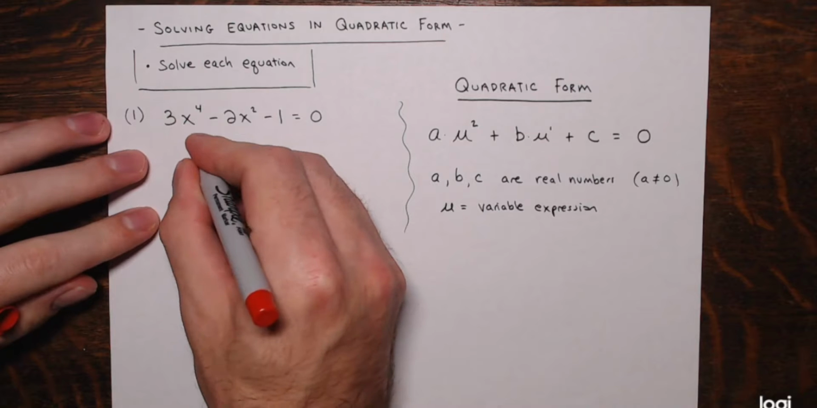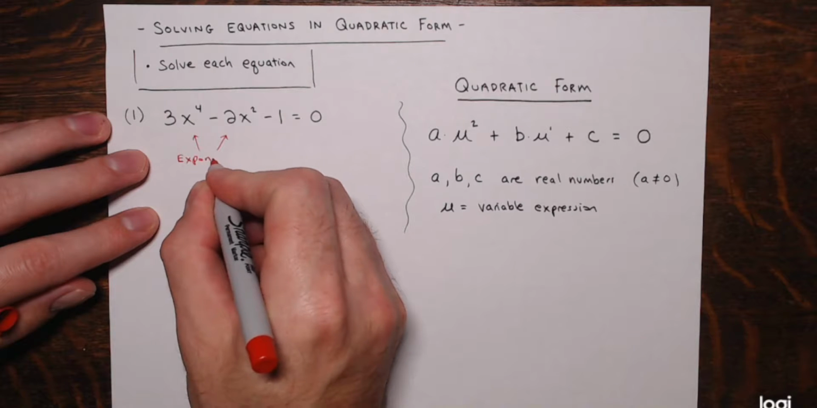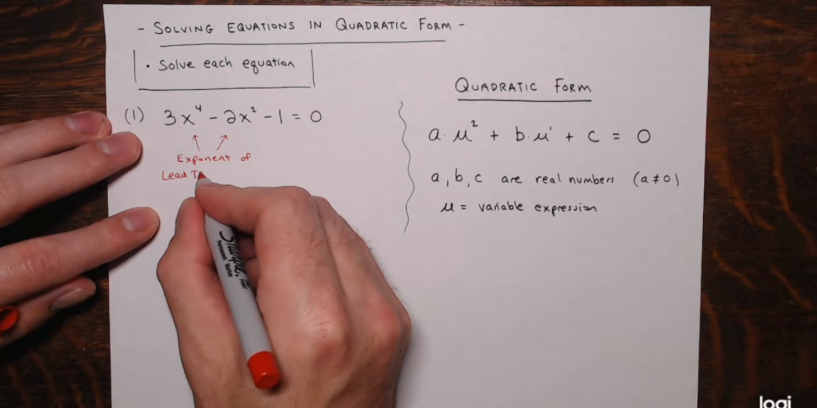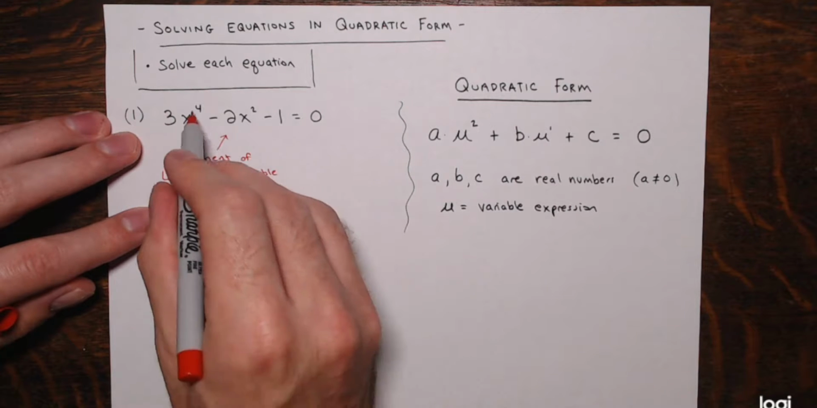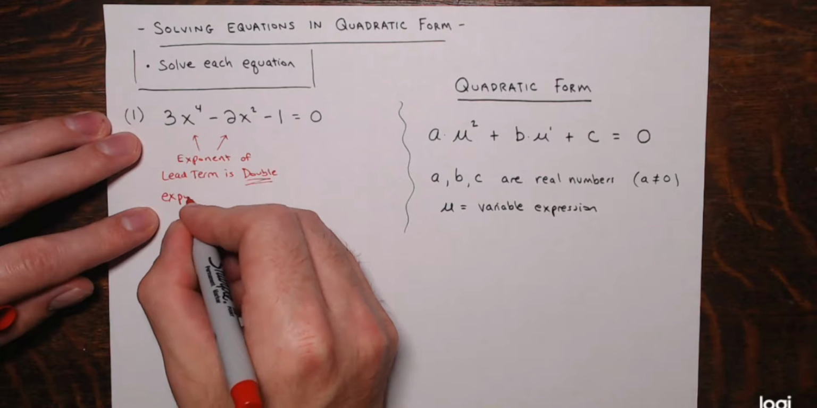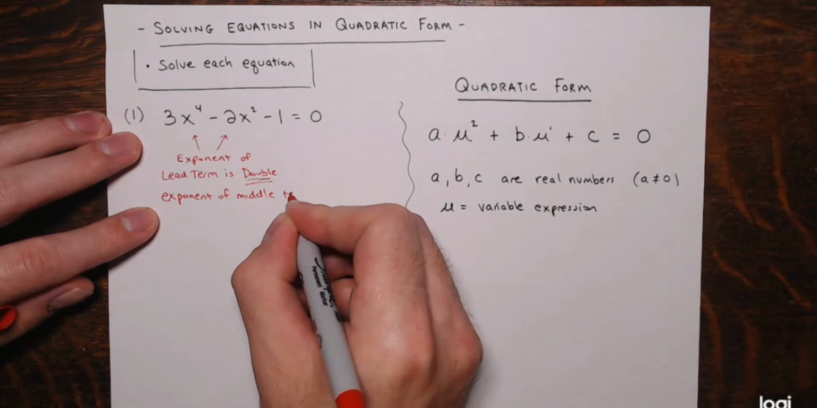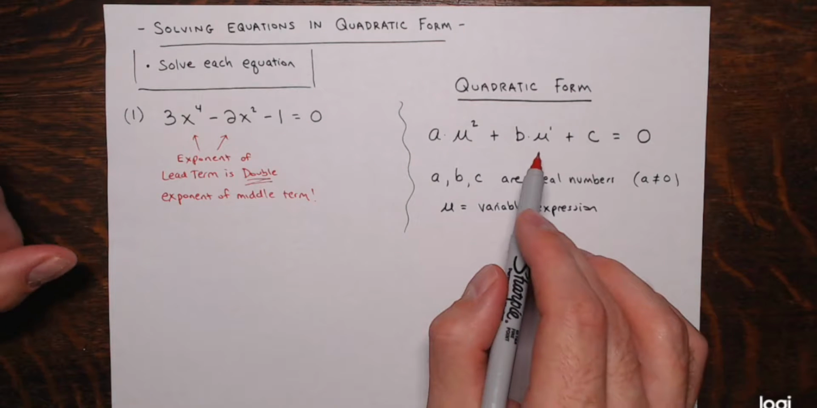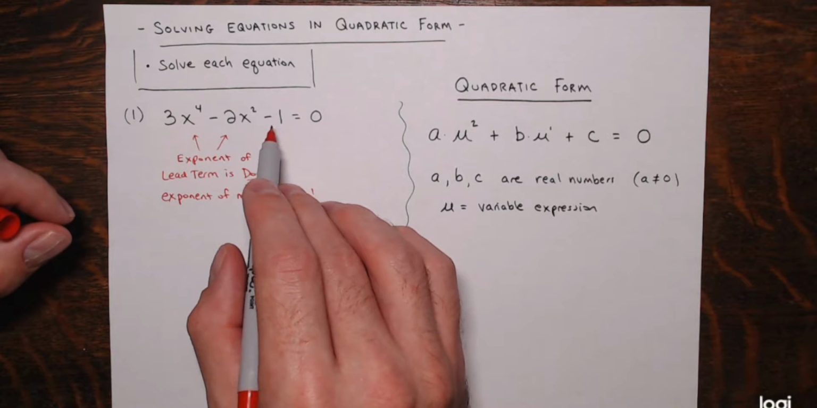If you look at this, the exponent of the lead term, that first term, is double the exponent of the second term, or the middle term. That's kind of a key to recognizing that some equation is in quadratic form. And then, after that first term and middle term, you have a constant, plus c.